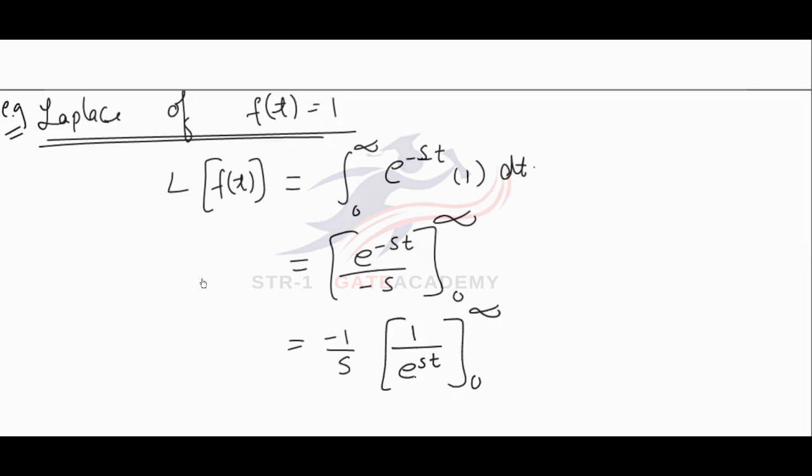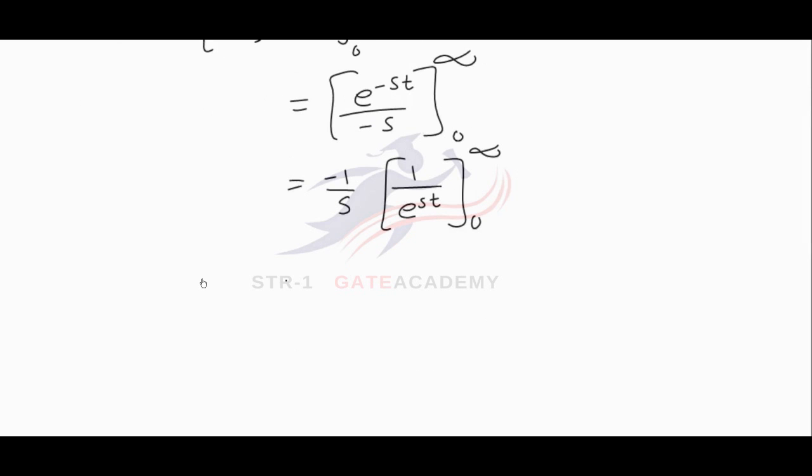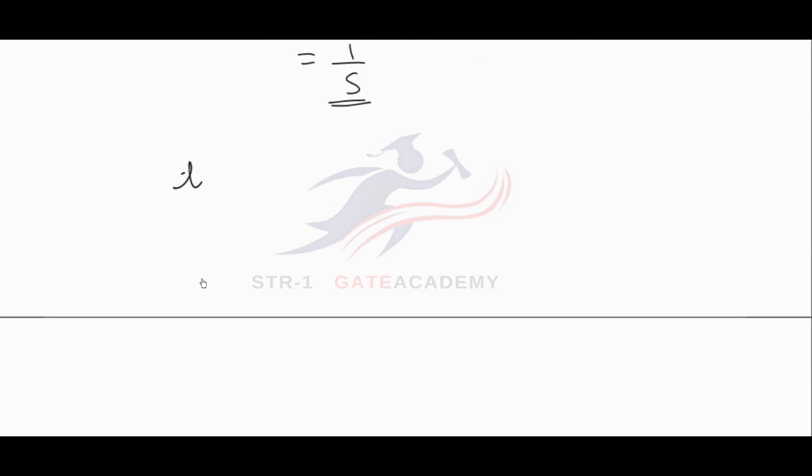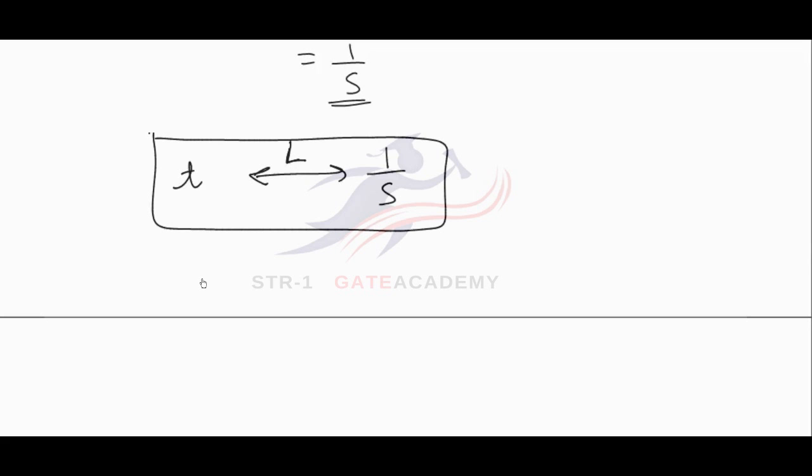Now if I substitute the limits, e raised to infinity becomes infinity, so 1 upon it is 0. This is nothing but minus 1 by s of (1 upon infinity minus 1 upon e raised to 0, which is 1). So it is 1 by s. We can directly remember this as a result: the Laplace of 1 in the time domain becomes 1 by s. Clear? Not t, 1.